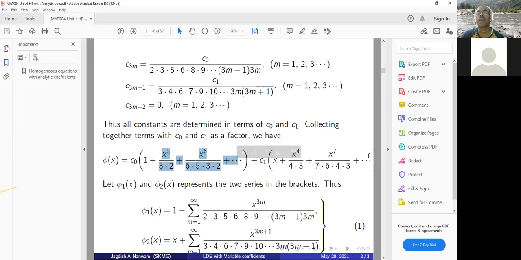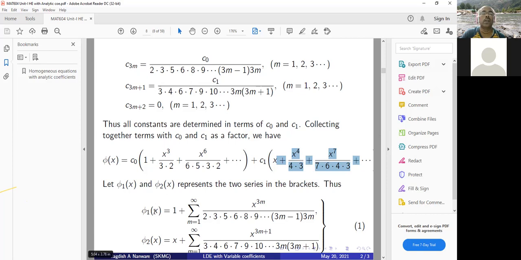Okay, so if you write one more term here, you will get the idea. So this, and this one. So the first solution is phi1 of x, which is this first bracket, and phi2 of x is the second bracket. So here I have shown it in terms of summation notation. So these are the two series solutions of the differential equation y double dash minus xy is equal to 0.